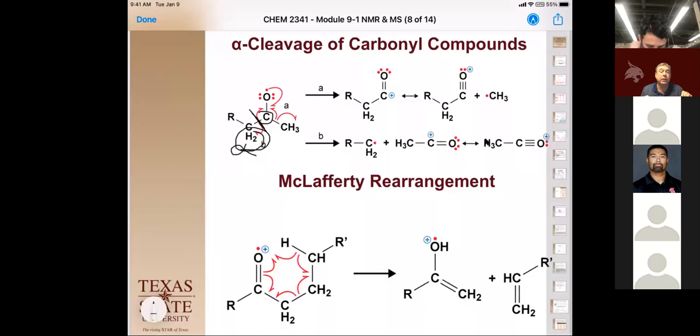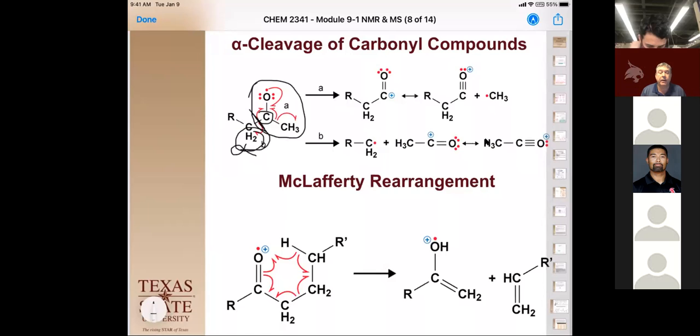Now, this is really cool because if you have something like a methyl ketone on the end of a reaction, that comes off as a very strong peak. And so you can identify it really easily. So that's one fragmentation that happens a lot.